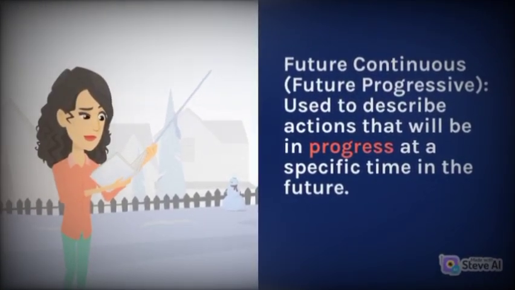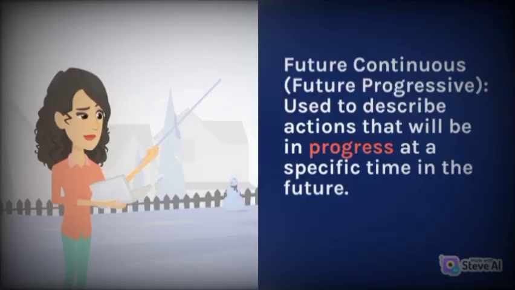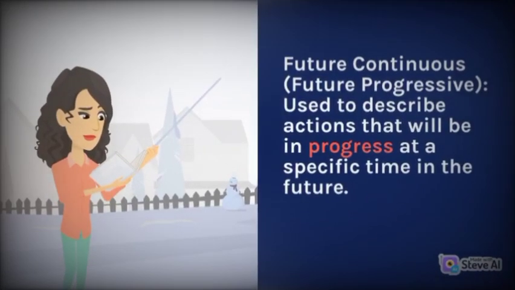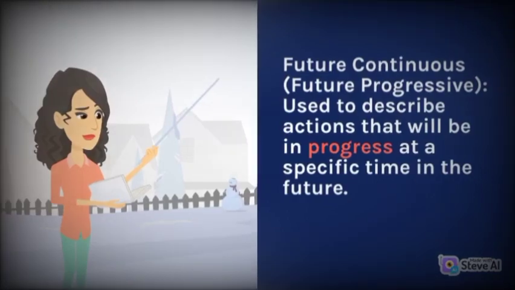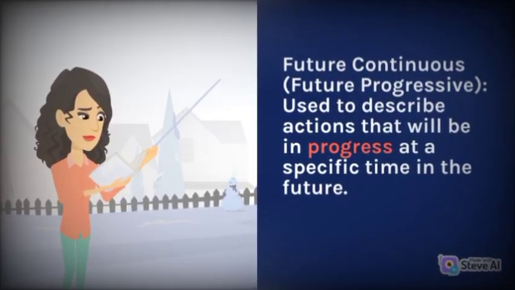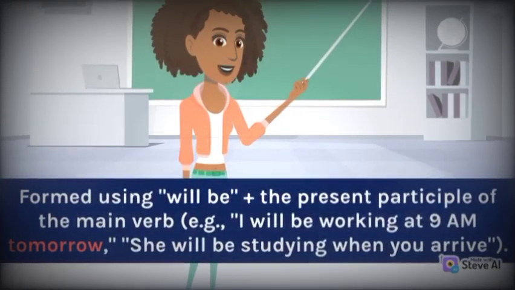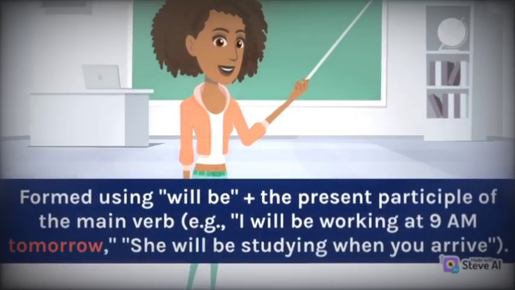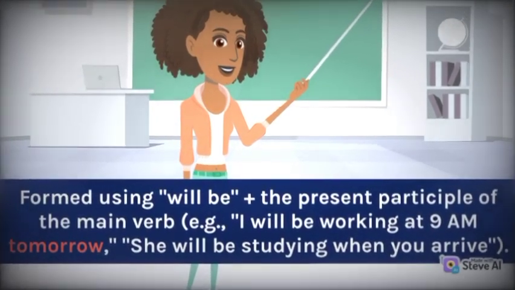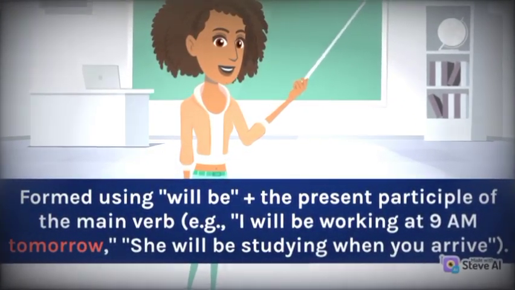Future continuous, future progressive. Used to describe actions that will be in progress at a specific time in the future. Formed using will be plus the present participle of the main verb. For example, I will be working at 9 a.m. tomorrow. She will be studying when you arrive.